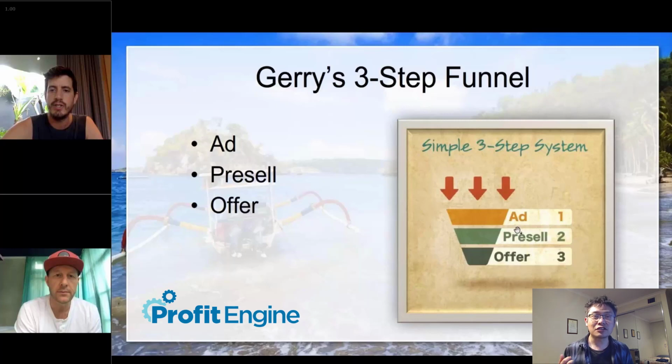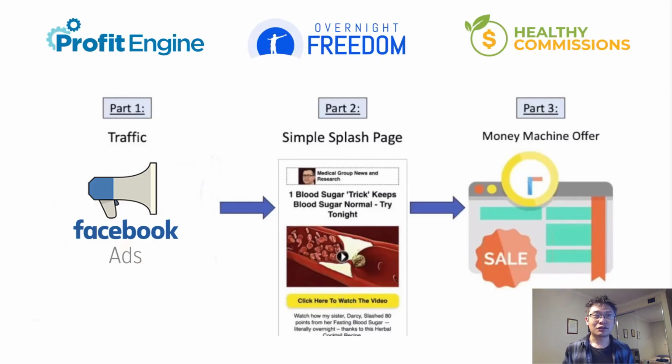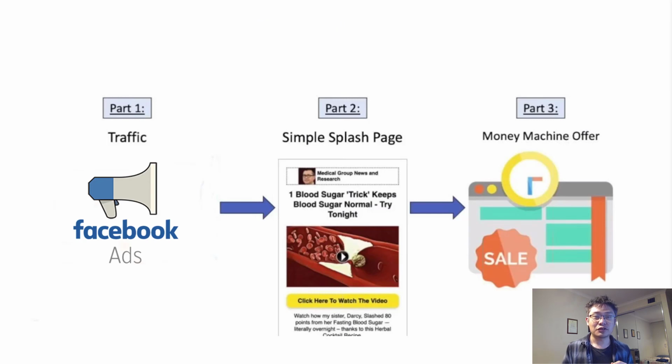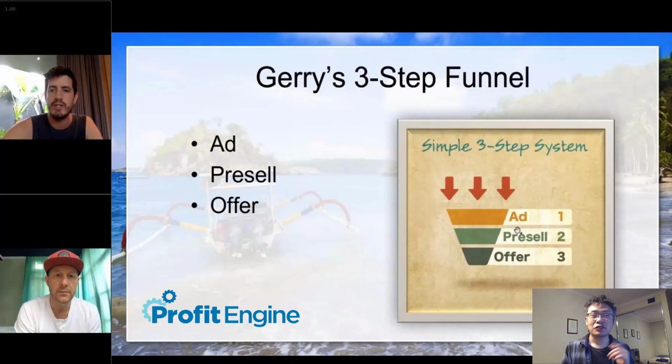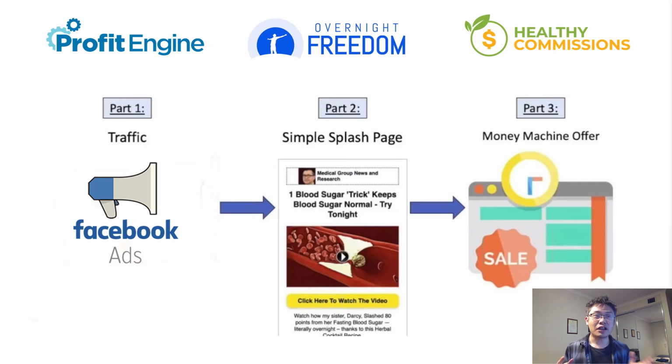So this is from Profit Engine, which, if you recall, was back in 2018. The 3-step system has ad, pre-sale, and offer. So what does that mean? Well, this is what it means. In Profit Engine, in Overnight Freedom system, in Healthy Commissions, it's the same 3-step system. So ad, pre-sale, and then offer, which is what I was showing you here, right? Ad, pre-sale, offer.